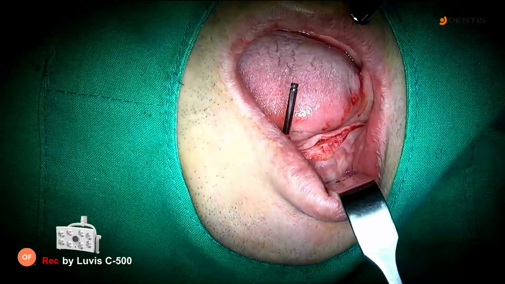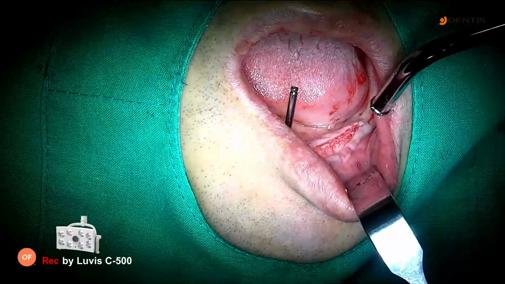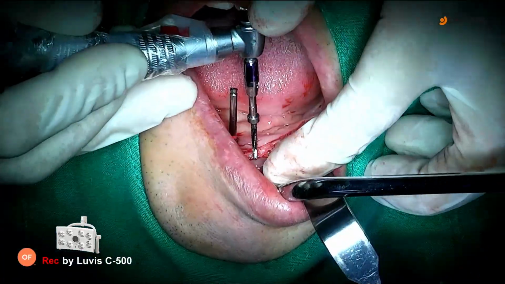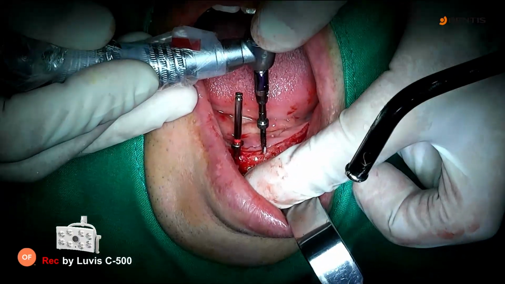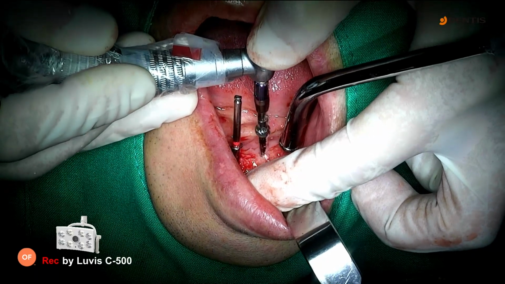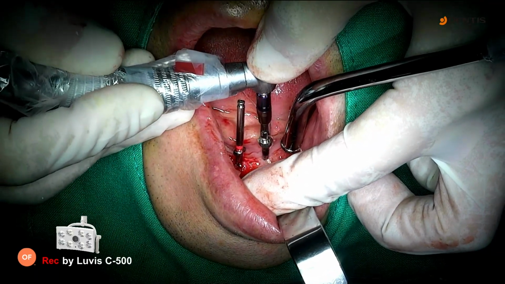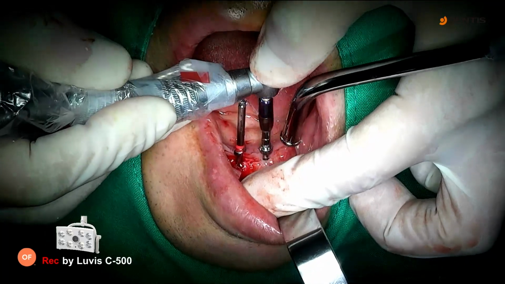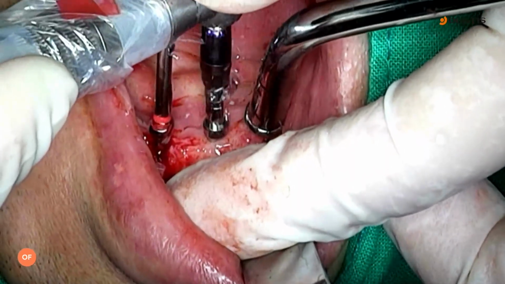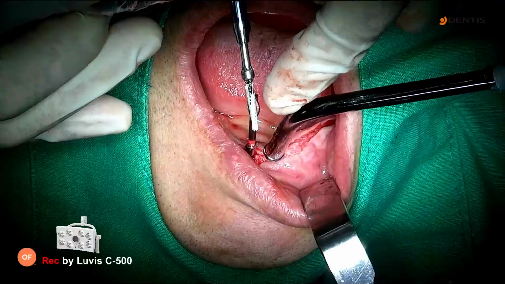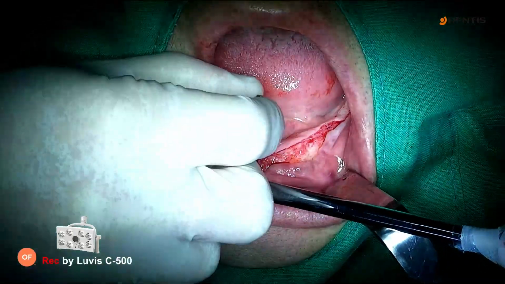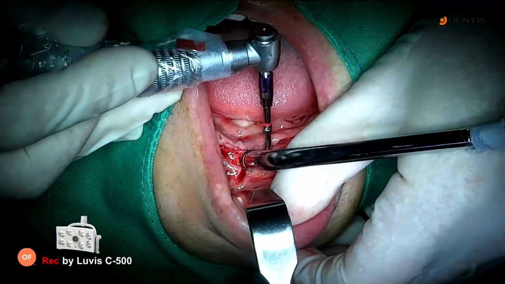The implant positioning: canine, first premolar, and then first molar area. From this guiding angulation, I follow here, just moving in this manner. This is the canine area. I want to keep this autogenous bone. Okay, moving here. This is a canine.